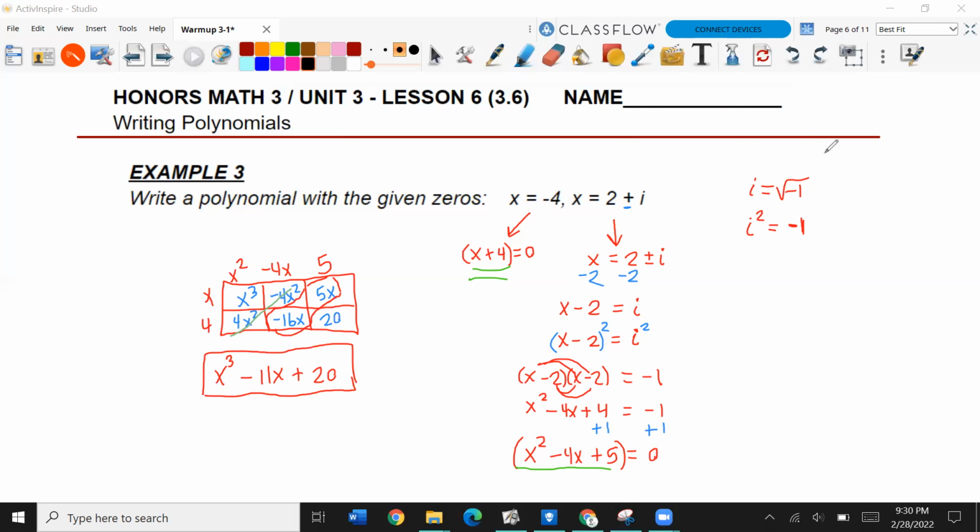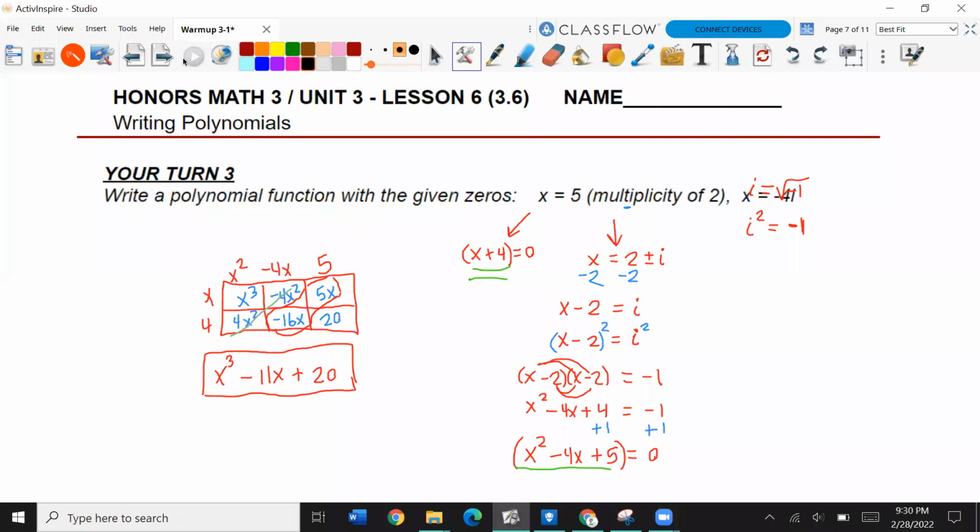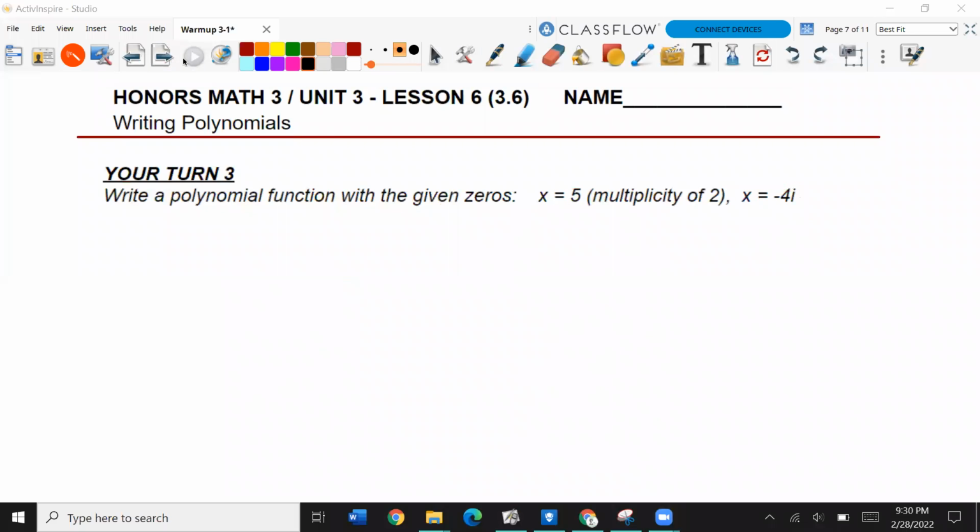Just remember to square the i to get it to -1, and then move it over. All right, if you are good with that, try the your turn. I'll clear this out. And try this one right here.